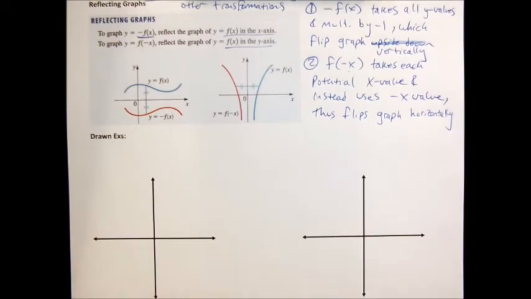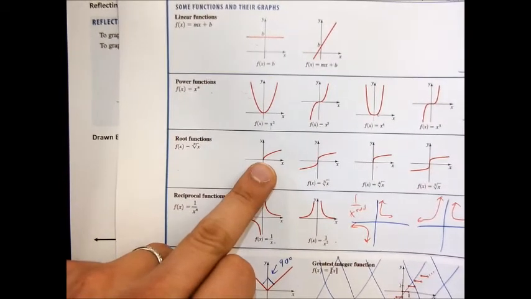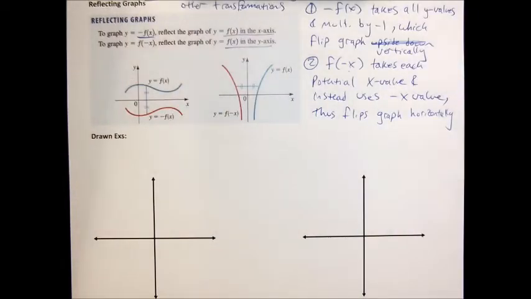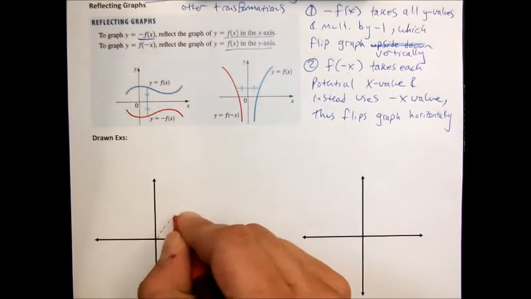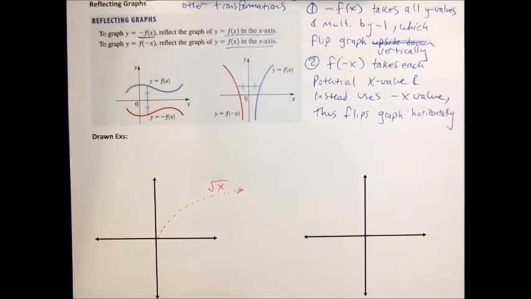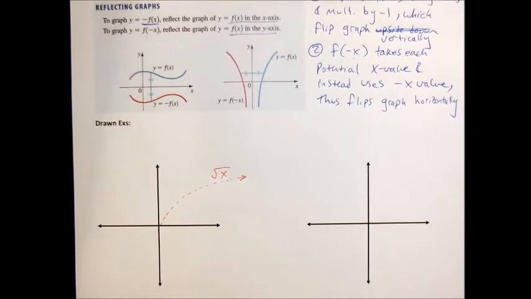So what about this one? Let's look at square root. So I'm going to draw the square root of x. I know square root looks like this. It kind of slowly increases and then starts to flatten out. And so that looks like this. That's what square root of x looks like.